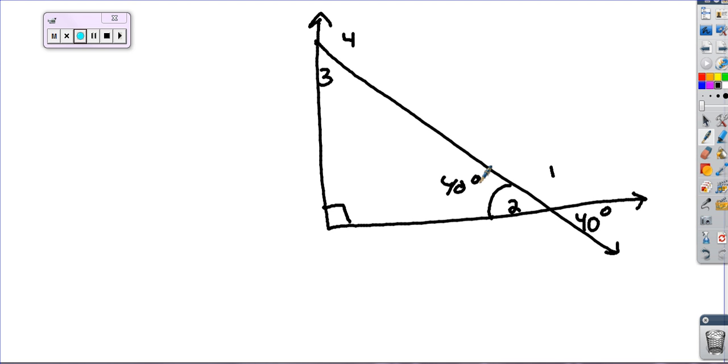Now, 1 and 40 are adjacent, and I already told you that adjacent angles are supplementary, and supplementary means how many degrees? 180. All right, so what is angle 1 then?